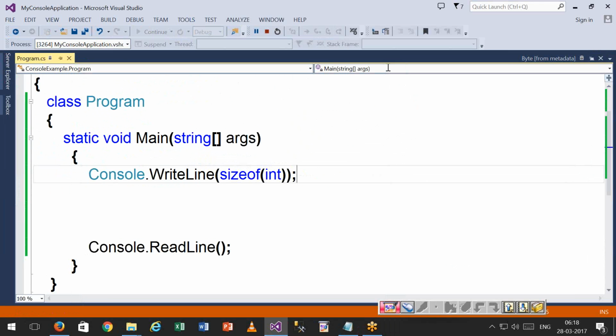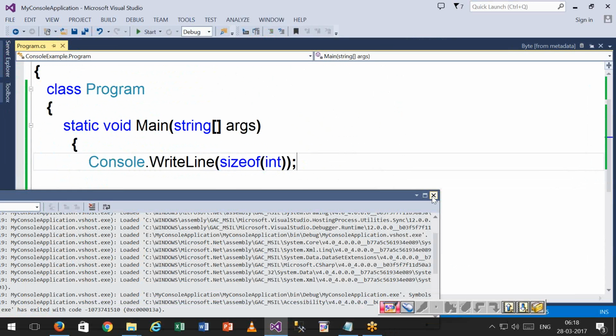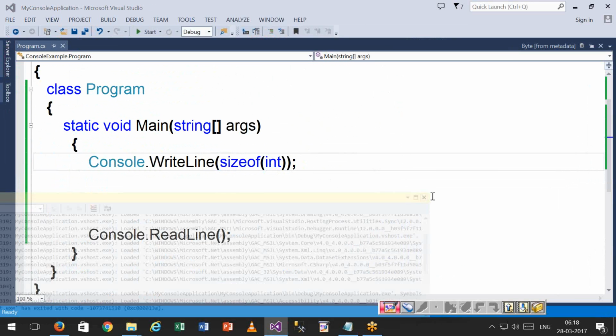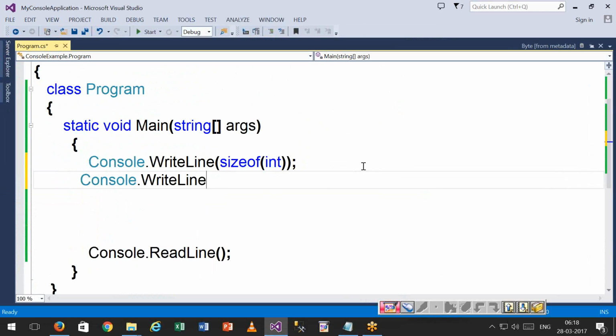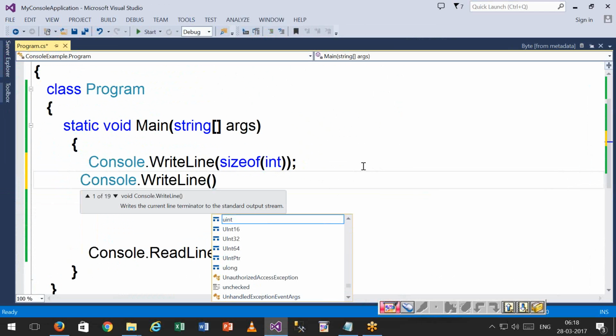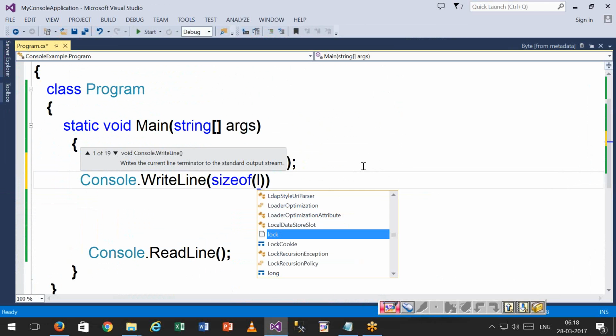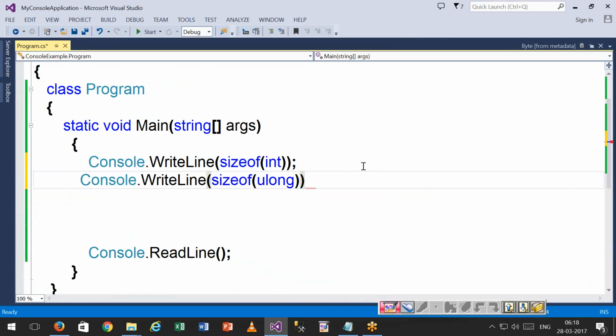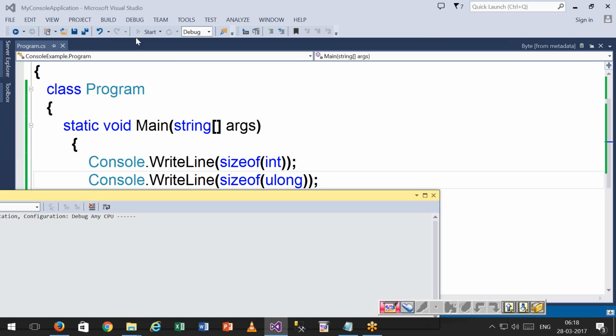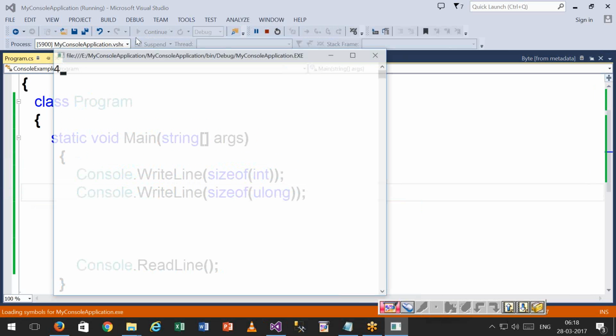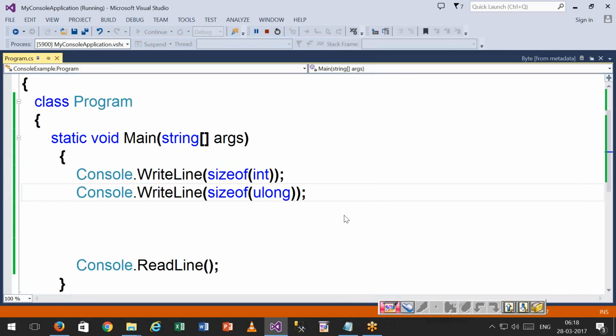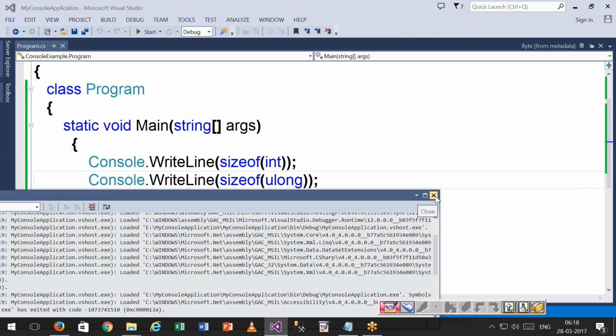Console.WriteLine, sizeof(ulong). Eight bytes. First one, four. Second one, eight. Eight bytes. Okay, now 8 bytes. But here is one small problem with the bit too.